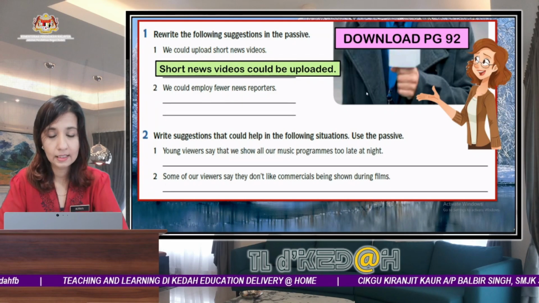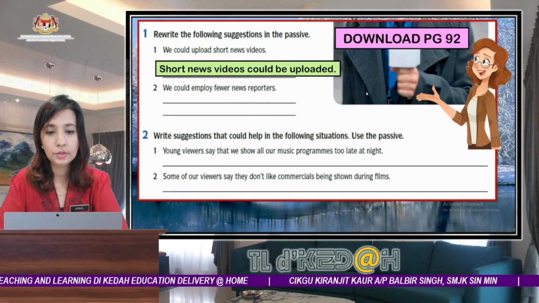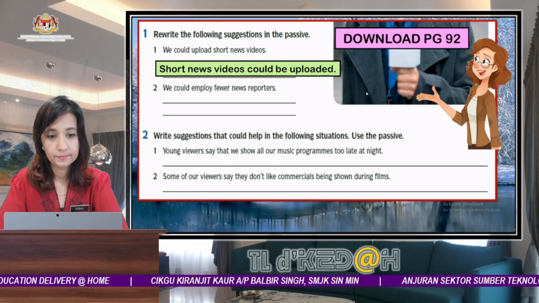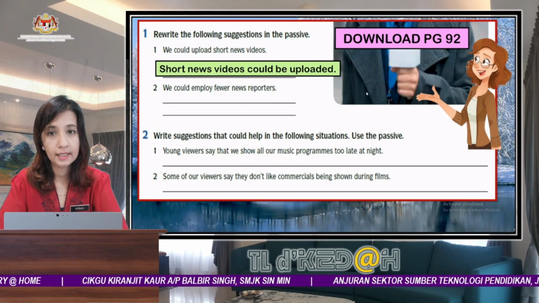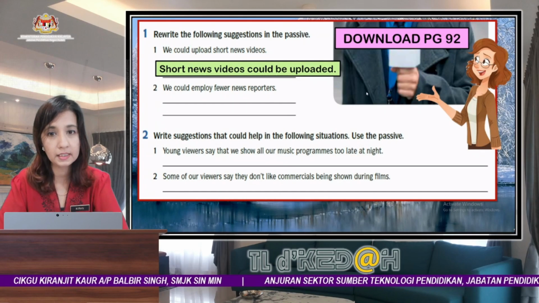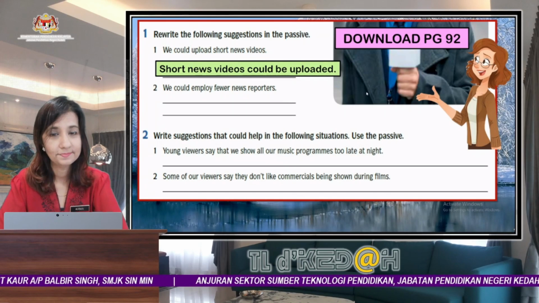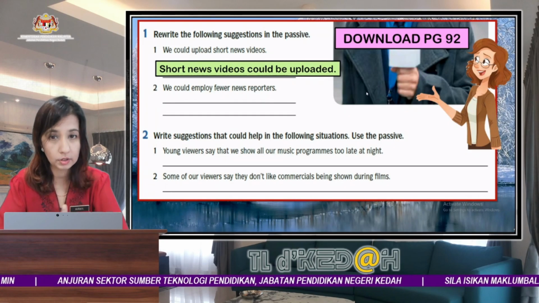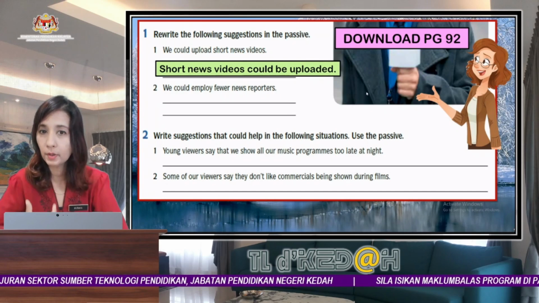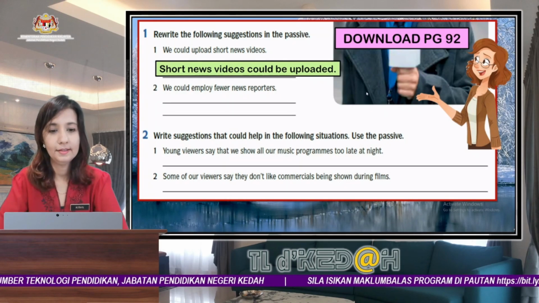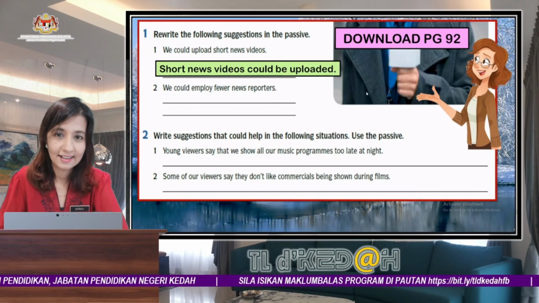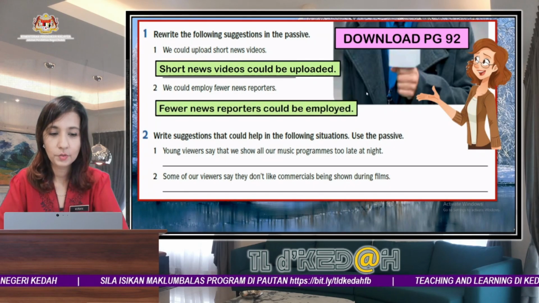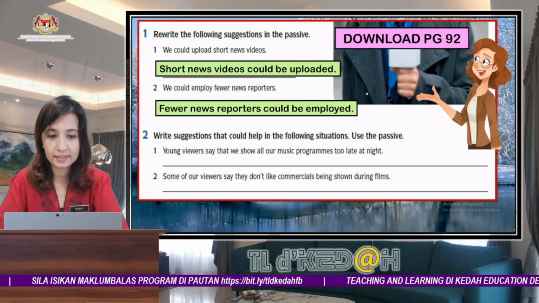Fewer, lesser. Fewer means lesser. News reporters. This is the object. Okay, again the use of could. Can you type in the chat what you think the passive form is? We could employ fewer news reporters. I give you a clue. Fewer news reporters could be employed. Good. Fewer news reporters could be employed.